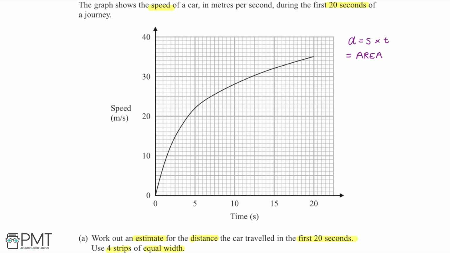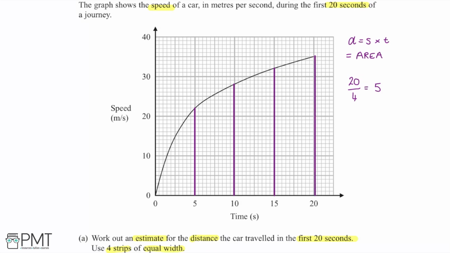So if the maximum time is 20 seconds, we can divide this by 4 to get the strip width that we're going to use. So the width of the strip is going to be 5. So we can split this into strips of width 5. So starting at 5 seconds and then one at 10 seconds, one at 15, and then the final at 20.